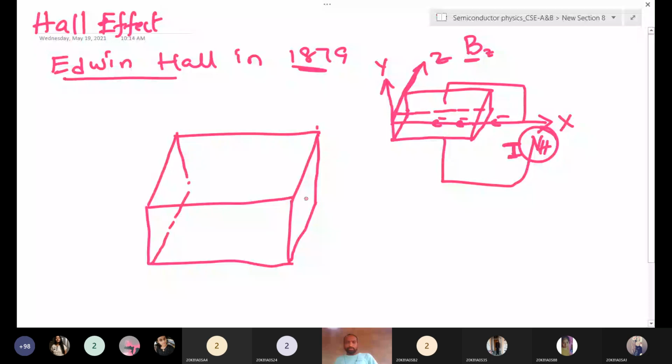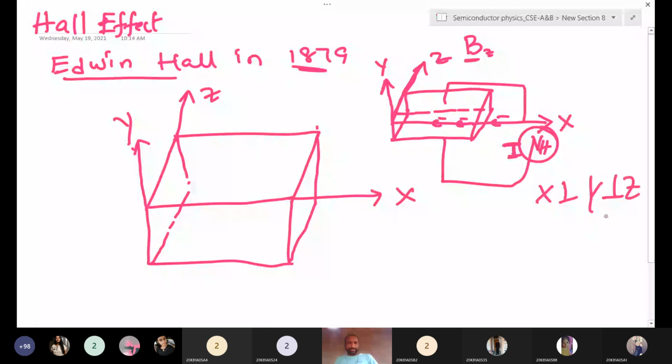So along the x direction some current is going, and we apply a magnetic field along the z direction. Because of the magnetic field, some of the charges will be induced on the top surface along the y direction, and on the bottom face. Because of these induced charges, a voltage will be developed between the top face and bottom face. This developed voltage we call the Hall voltage, or Hall field. This is the Hall effect.